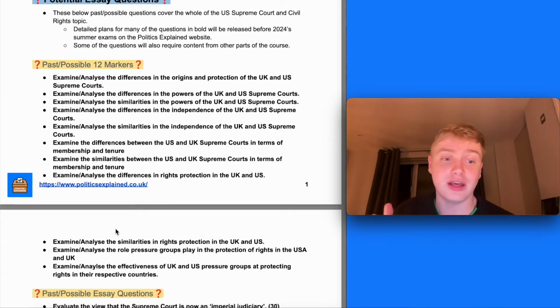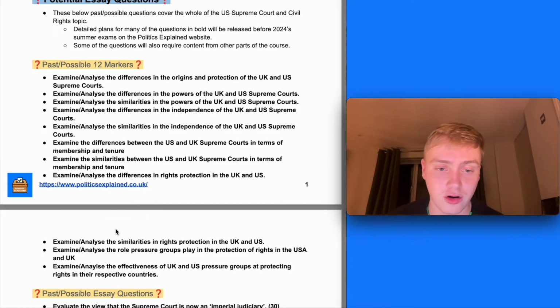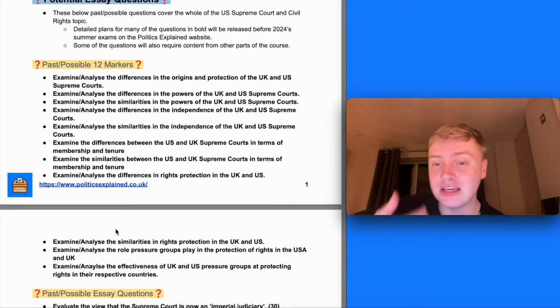In terms of essay questions, this will be useful for similarities and differences in rights protection in the US, and differences in the roles or the powers of the US Supreme Courts for these 12 markers, and also some more general ones, potentially in relation to comparing the Supreme Courts, but also maybe the impact of the Supreme Courts on policy and their key roles.